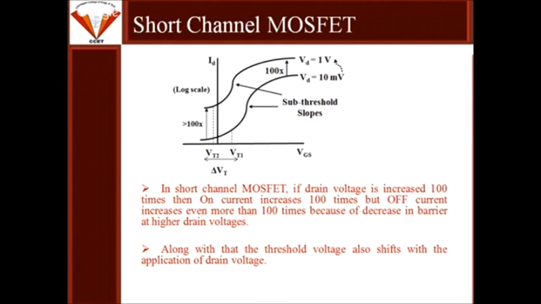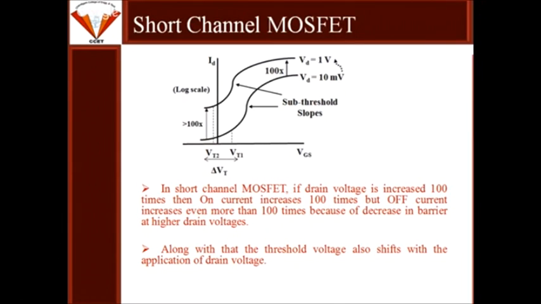proportion. So suppose when VD was 10 millivolt, the sub-threshold slope was around 90 millivolt per decade, and when we change it to 1 volt, the sub-threshold slope changes to 120 millivolt per decade. Also, the off current is changing more than 100 times. So if you try to find the threshold voltage point, that threshold voltage point is also shifted.